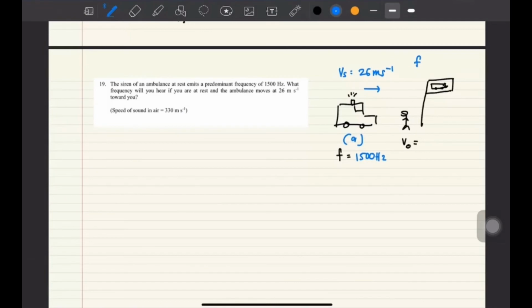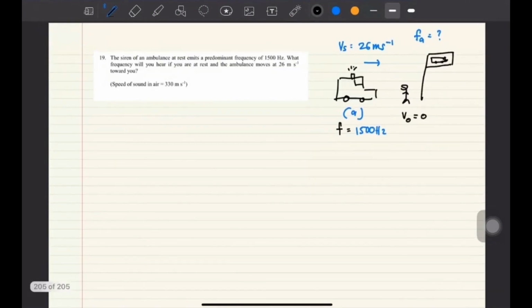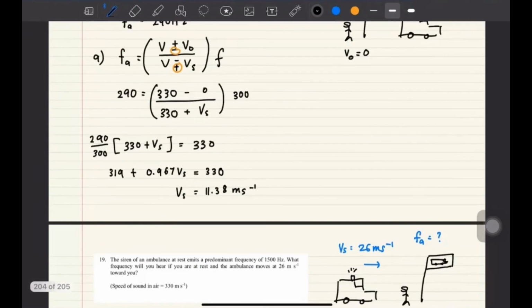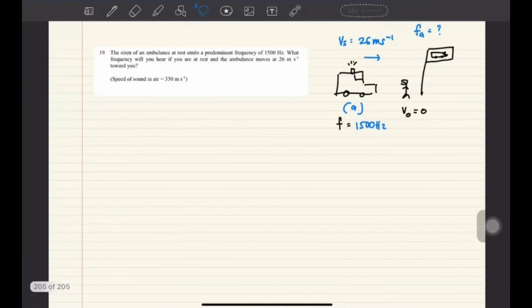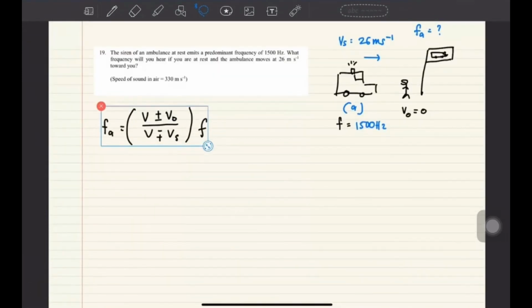What frequency will you hear? So they want you to find the apparent frequency if you are at rest. So V naught is equals to 0. Kamu tak bergerak. Yang bergerak adalah ambulance and towards you. Okay, in this case, adakah frekuensi menaik ke menurun? Naik. So naik atas ke bawah? Atas. Okay, very good.